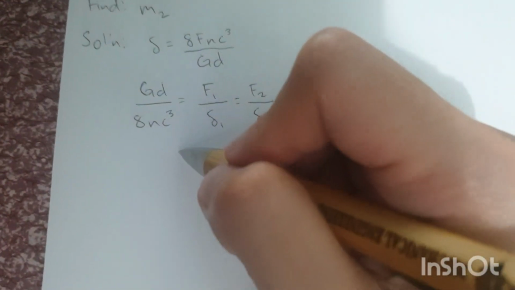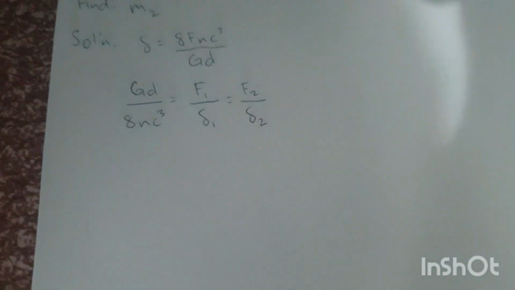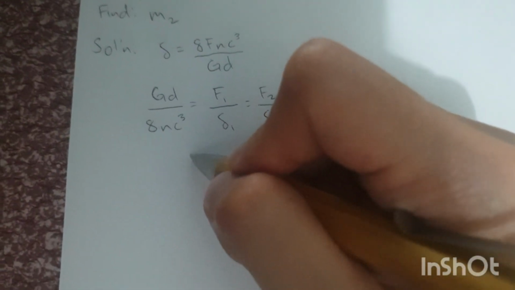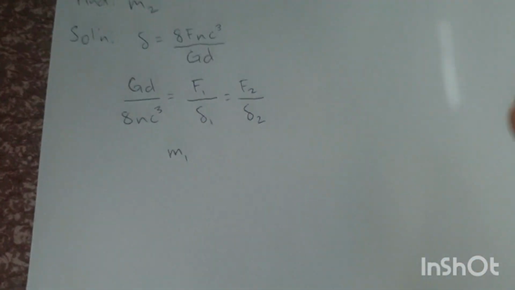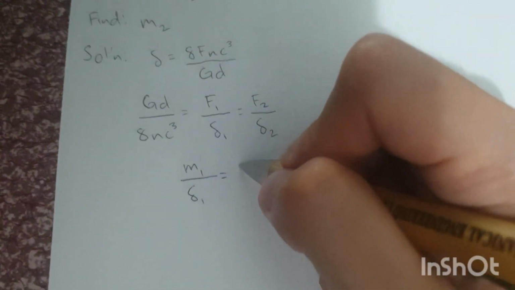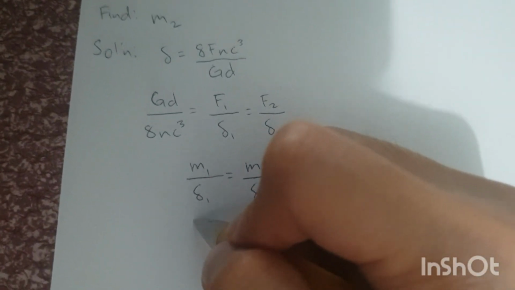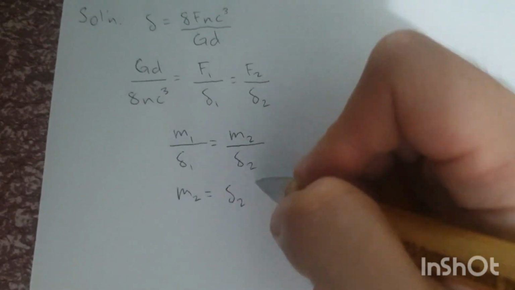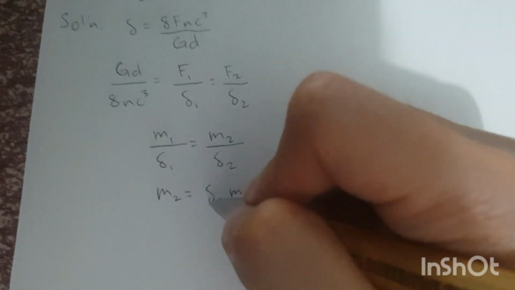I mean, we can now change force to mass, because we are only interested in knowing what load should be applied. So let's change this one. M1 over deflection 1 equals to M2 over deflection 2. So we can isolate mass 2, which is equivalent to deflection 2 times mass 1 over deflection 1.